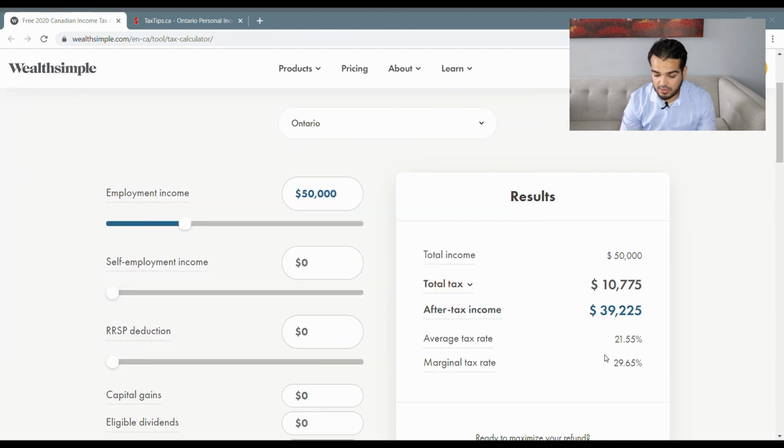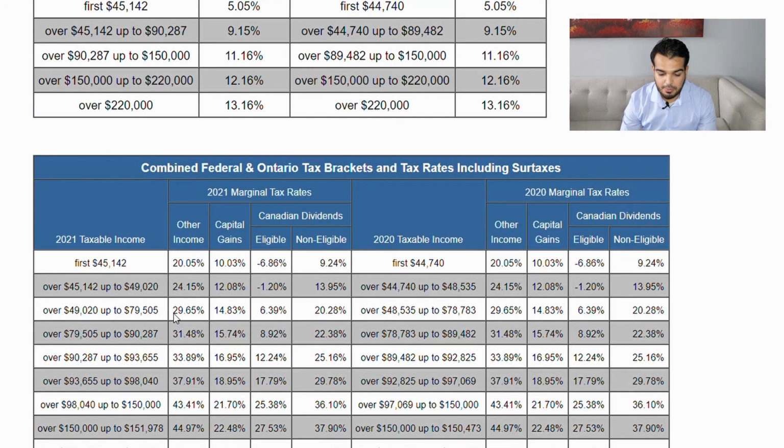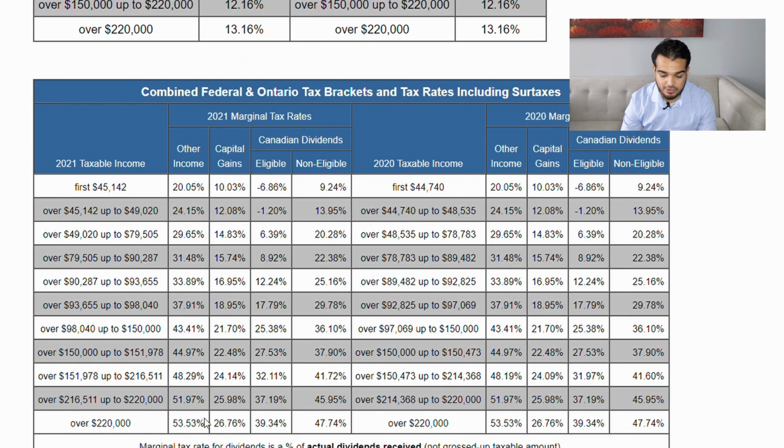The other tax rate you want to know is your marginal tax rate, 29.65%. That means for every dollar you earn on top of this $50,000, you'll pay tax at 29.65%. And you'll pay this tax rate until you move on to the next tax bracket. So you can see that you'll be paying 29.65% combined for both federal and Ontario until you reach $79,505. Once you go to the next tax bracket, your marginal tax rate will be 31.48%. And it goes higher and higher until your marginal tax rate is 53.53% when you earn income over $220,000.